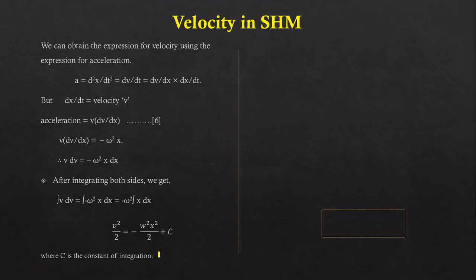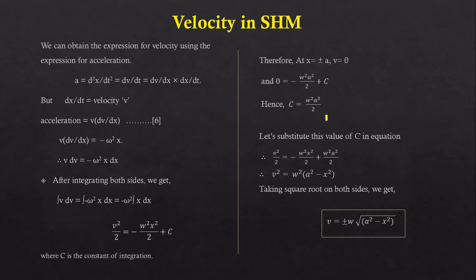What is c over here? c is the constant of integration. Now to find the value of c, let us consider the boundary value condition. When a particle performing simple harmonic motion is at its extreme condition, the displacement of the particle is maximum and the velocity of that particle is going to be 0. So we can write x is equal to plus or minus a. At the extreme point, velocity is 0, so 0 is equal to minus omega square a square by 2 plus c. Now c is equal to minus omega square a square by 2.